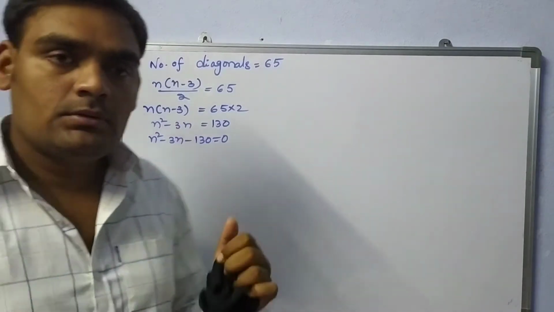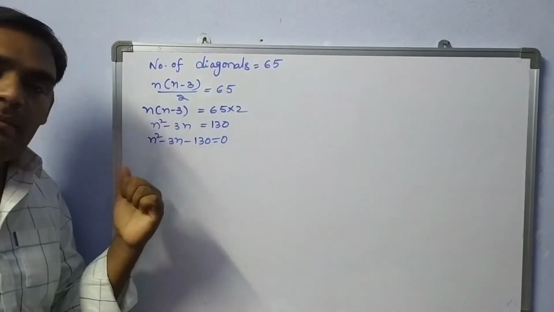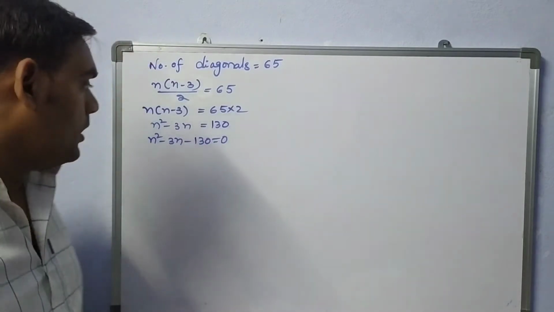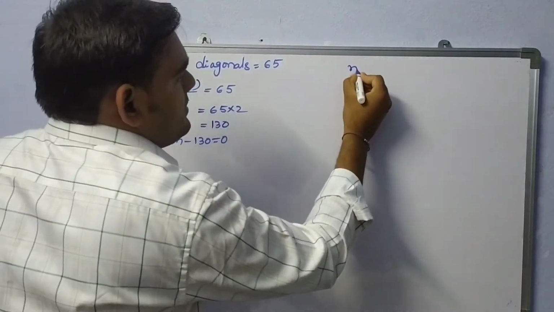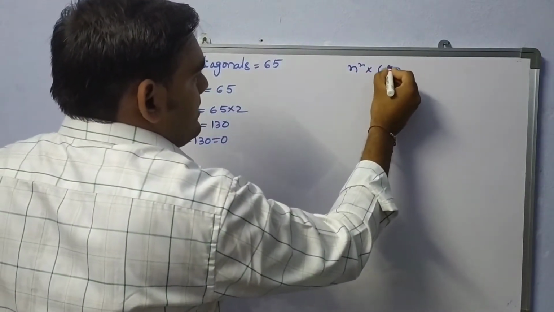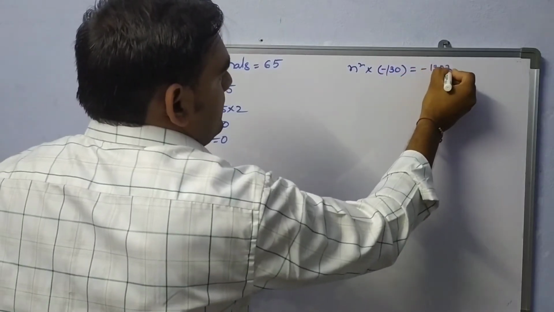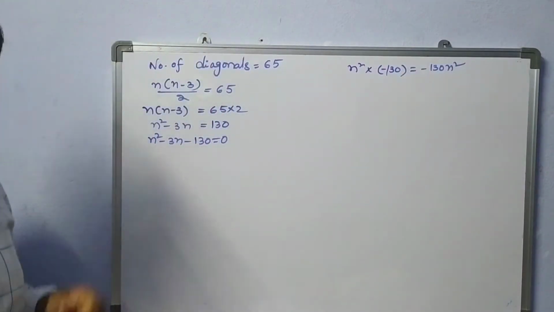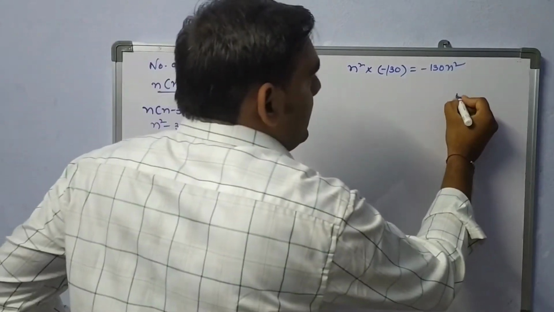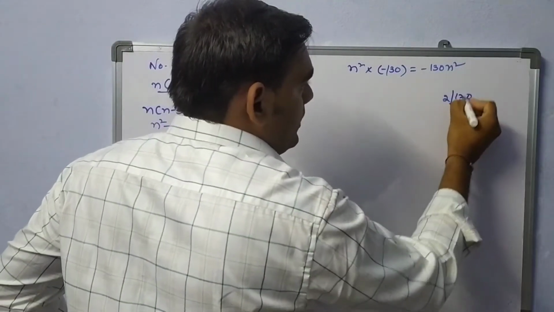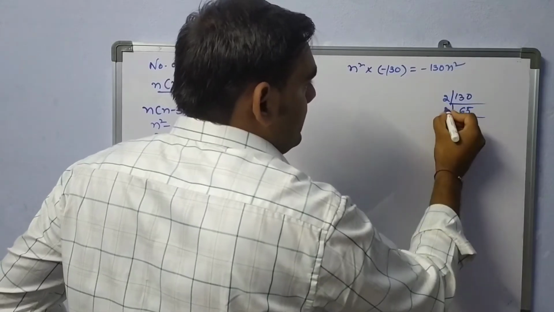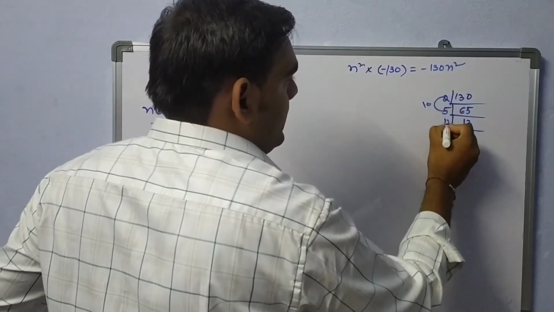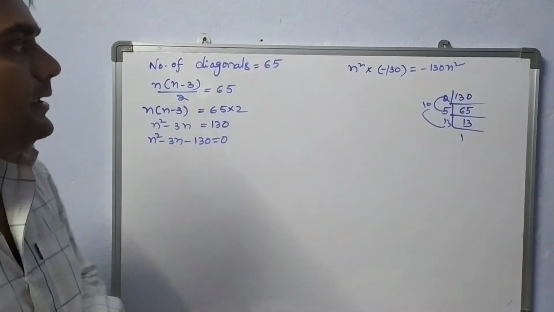Now it is in the form of a quadratic equation, ax squared plus bx plus c is equal to 0. Here we need to find the roots of the quadratic equation. I am using the factorization method. The product of the first and last terms is minus 130n squared, and the sum should be equal to minus 3n. So take the prime factors of 130: 2 into 65, and 65 is 5 into 13. 2 fives are 10, and 10 into 13 is 130.